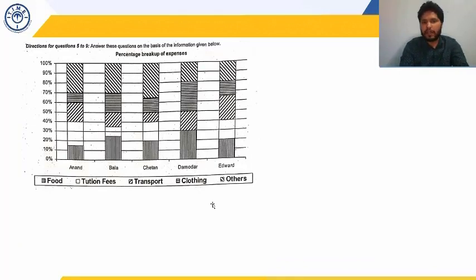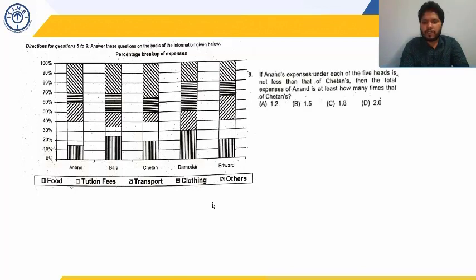This is the percentage breakup of expenses of Anand, Bala, Chetan, Damodar and Edward. Their percentage expenses on food, tuition fees, transport, clothing and others were given. This was the question we were doing in part 1, and the last question was left. If Anand's expenses under each of the 5 heads are not less than Chetan's, then the total expenses of Anand are at least how many times that of Chetan's? The question is asking about Anand's expenses under each of the 5 heads. What are the 5 heads here? Food, tuition fees, transport, clothing and others.